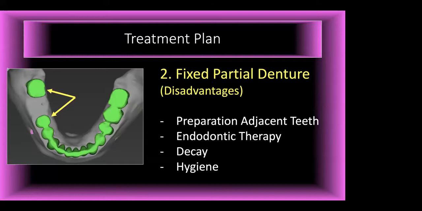Second option is a fixed partial denture. What are the disadvantages of that? You have to prepare the adjacent teeth, with possible endodontic therapy and decay. We know that with a fixed partial denture, the number one leading cause of failure is decay. Why is that? Because it's very hard to clean. So there are hygiene issues with that.